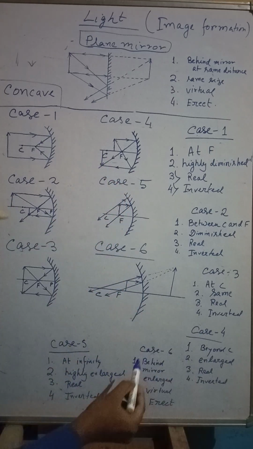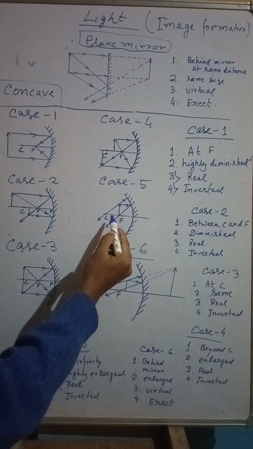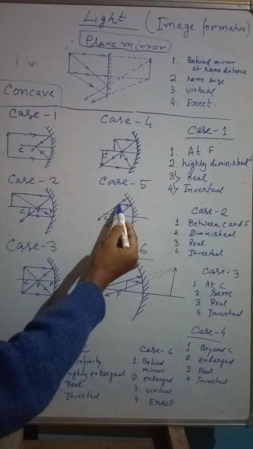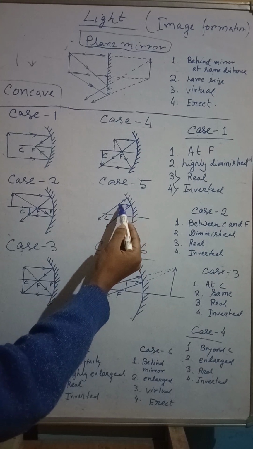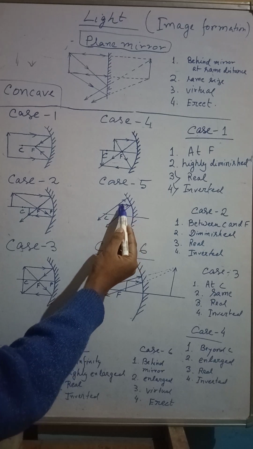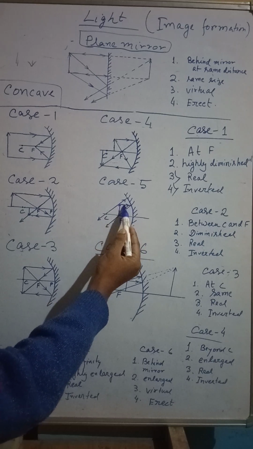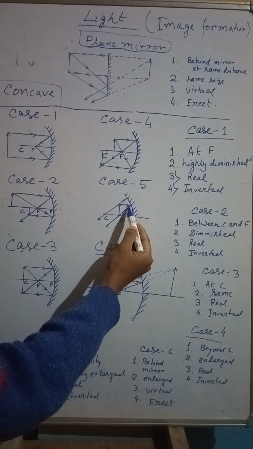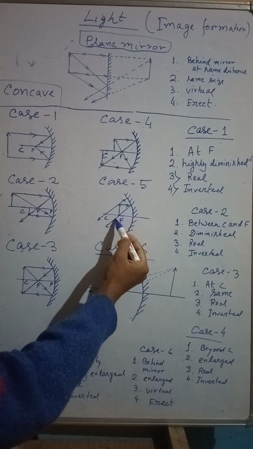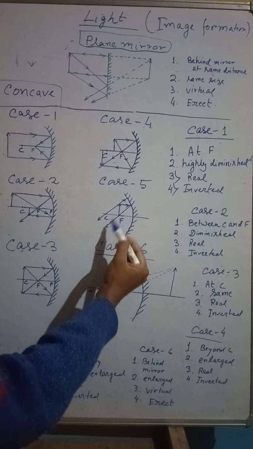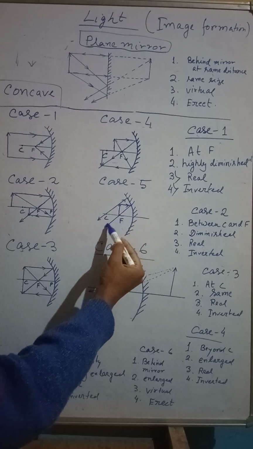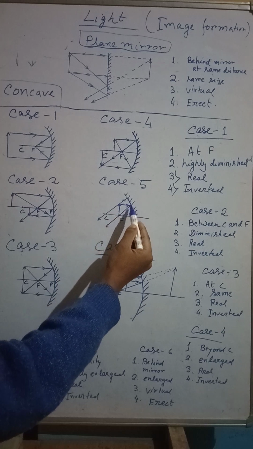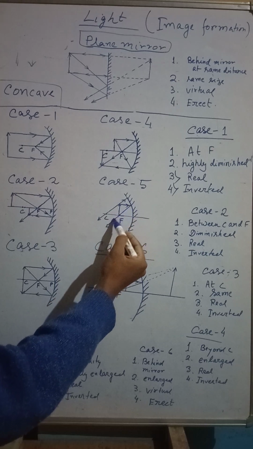And in case 5, the object is present at the focal point. So here, this is one incident ray that is parallel with the principal axis. After reflection, the reflected ray goes through the focal point. This is an incident ray, this is a reflected ray. This incident ray is parallel with the principal axis, and this reflected ray goes through the focal point.